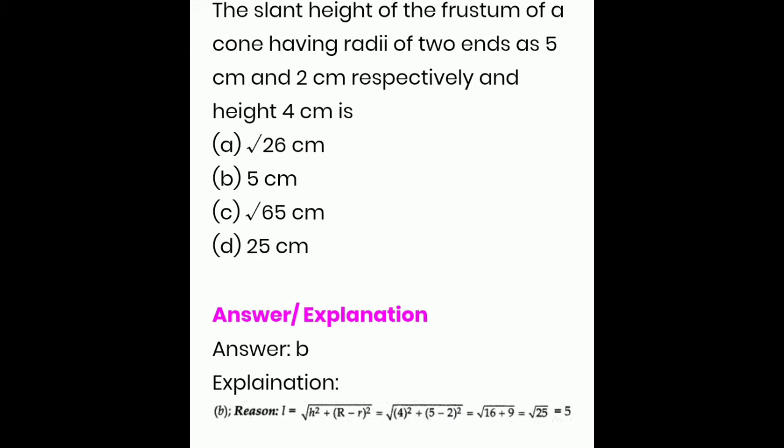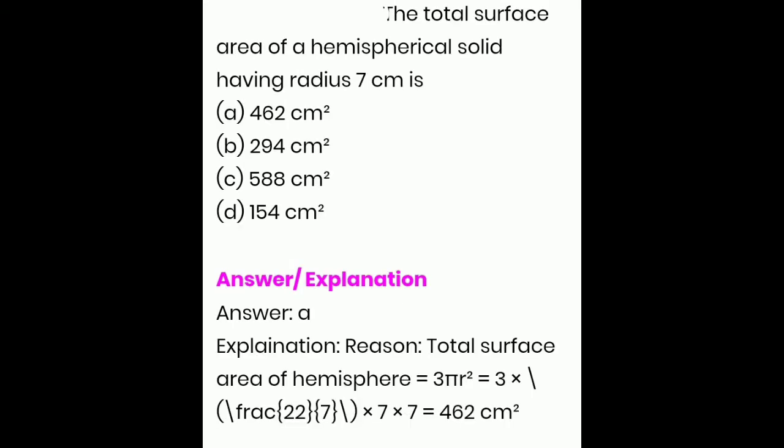Understood, children? Next we have the total surface area of a hemispherical solid having radius 7 centimeters. So you want to find the total surface area of a hemisphere. What is the formula for total surface area? 3 pi r square. Substitute the given values. So finally we get 462 centimeters square.